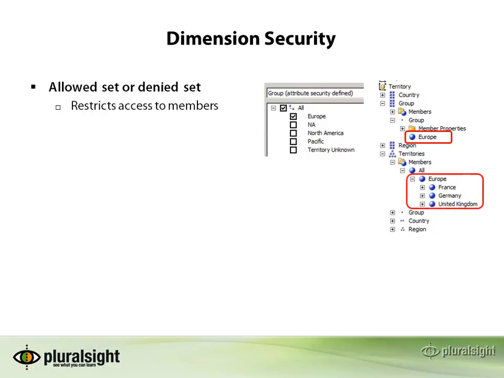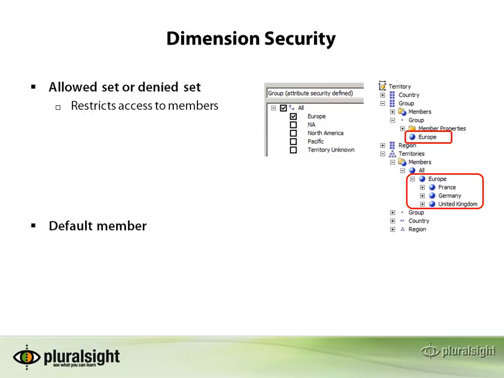But notice also in the user hierarchy that Europe is again the only member visible, but the children of Europe, France, Germany, and United Kingdom, are visible, even though our attribute security did not explicitly include those members, nor did it explicitly exclude the countries from the other groups. The attribute relationship definition for the territory dimension controls security across all user hierarchies based upon the attribute hierarchy security.